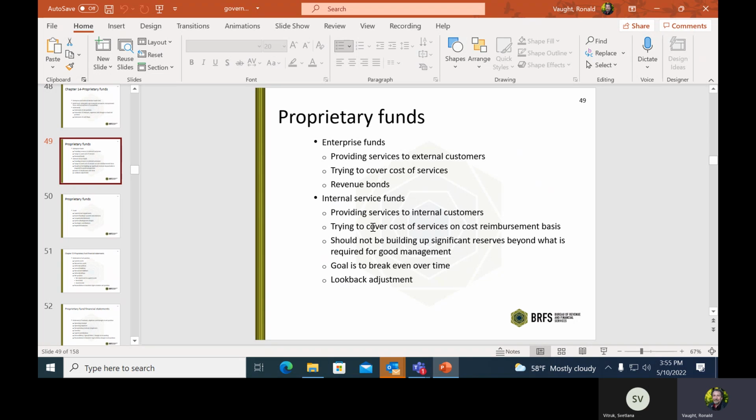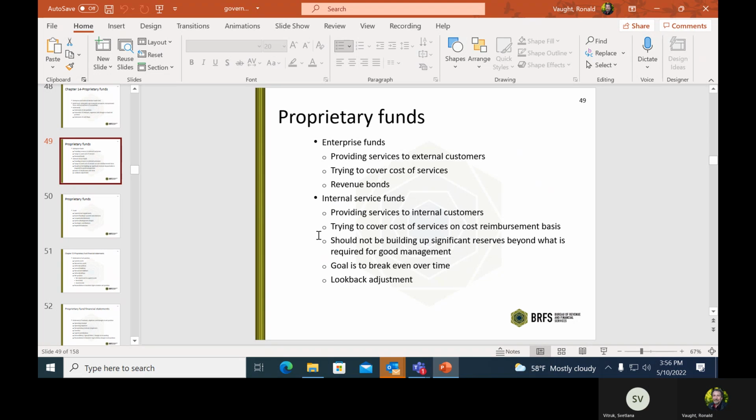Internal service funds are providing services primarily to internal customers. We're trying to cover cost of services on a cost reimbursement basis. They should not be building up significant reserves beyond what is required for good management. The goal is to break even over time. And then there's a look back adjustment, which is basically when we're doing the government-wides, we're flushing out any profit or loss that they made in a given year.